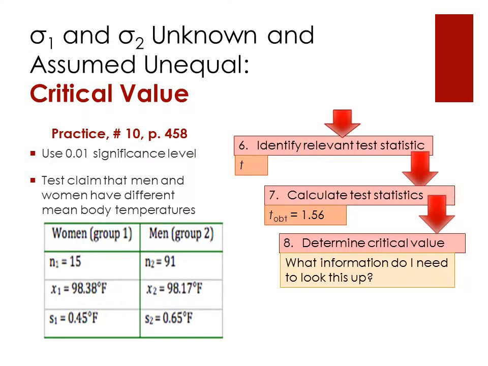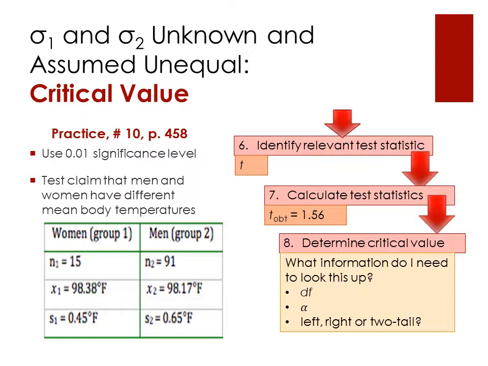Now we need to determine our critical value, our t critical value. So what is the information I need to look this up? When I'm locating a critical value with a t distribution table, what are the three pieces of information that I'm going to need to have? I'm going to need to have my degrees of freedom, my alpha, and I'm going to need to know if it's a left tail, a right tail, or a two tail.